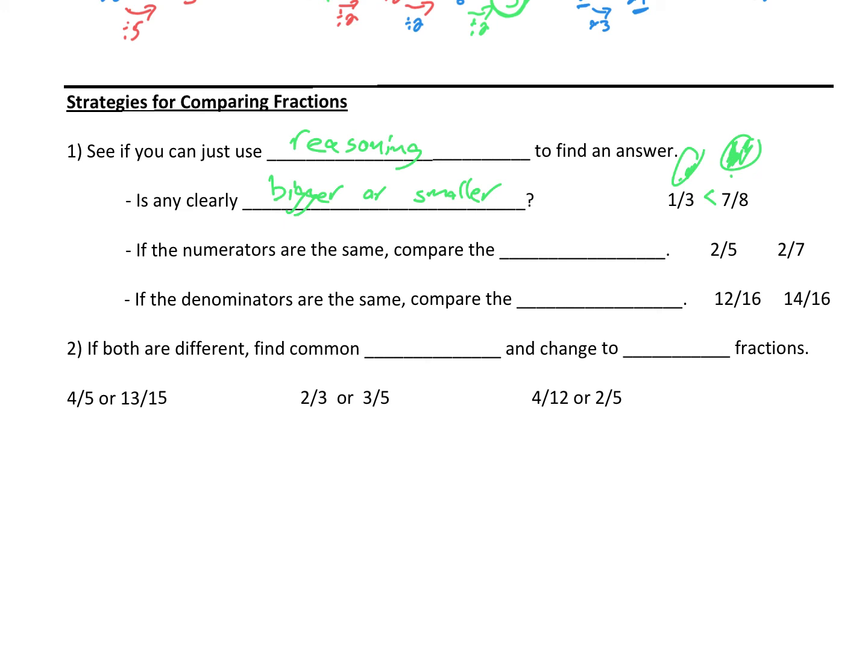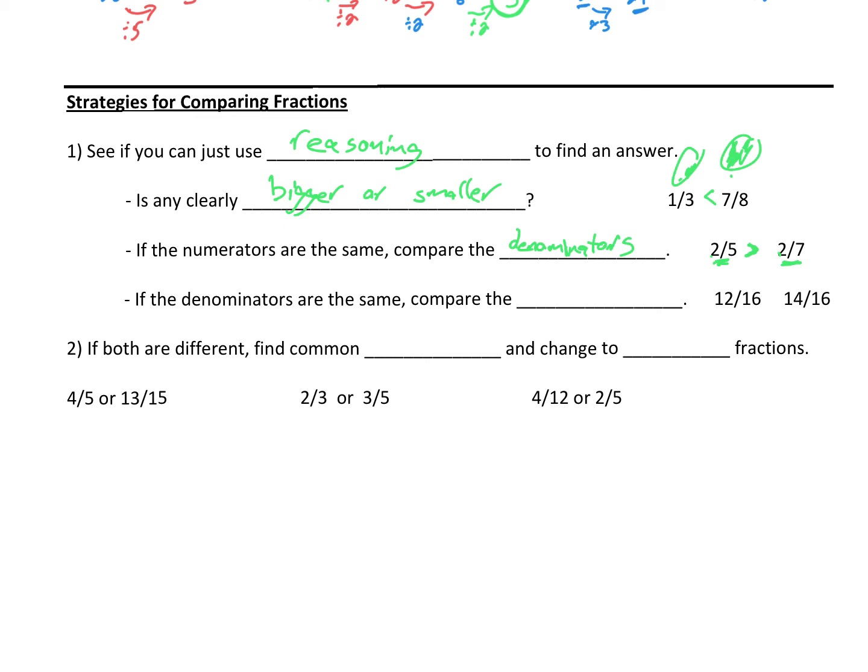Okay, second strategy. If the numerators are the same, compare the denominators. Let's go back to basketball. Would you rather make 2 out of 5 shots or 2 out of 7 shots? You'd rather make 2/5 of your shots than 2/7. Once you got to 2 out of 5, you missed your last 2 to get to 2 out of 7. So 2/5. We're comparing denominators, if the numerators are both the same. The numerators in this case were both 2.